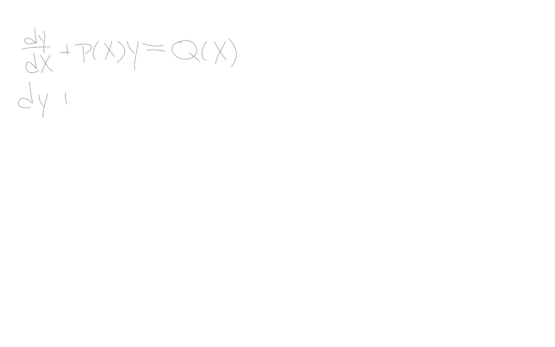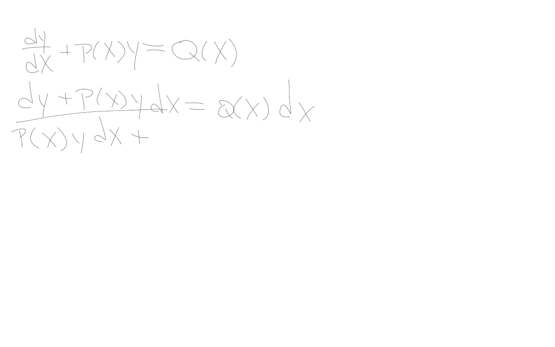So dy plus p of x times y dx equals q of x times dx. And for this left hand side to be a total differential, I'm going to rewrite it actually, p of x times y dx plus dy, which is equal to q of x times dx, so equals q of x dx.